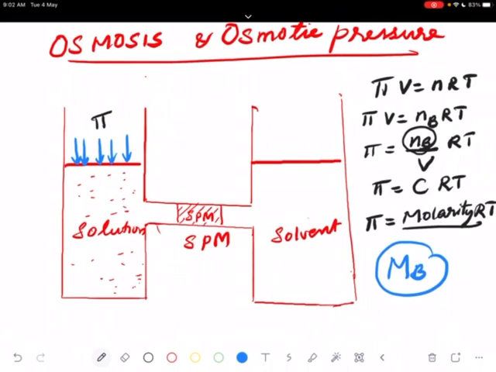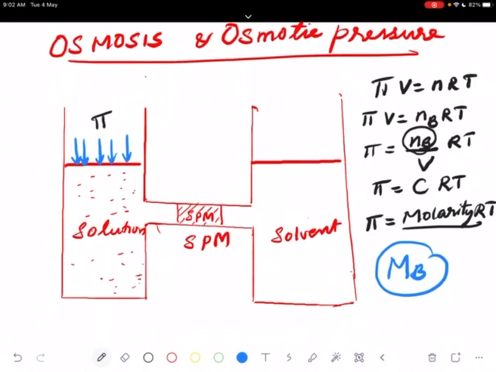Now, what are the advantages? Number one, pressure measurement is at room temperature. Molarity is an easy preparation. As compared to the other colligative properties, its magnitude is larger. Biomolecules are not stable at higher temperature. Polymers have poor solubility. It is used to determine the M_B, molar mass of the solute, of proteins and other macromolecules.